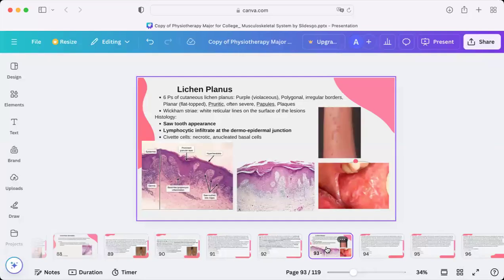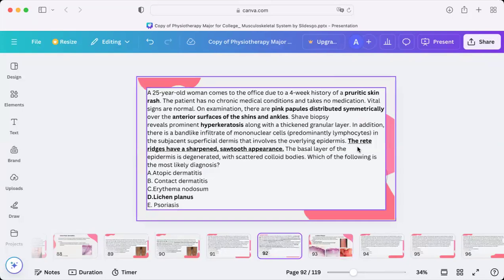I'm not sure what colloid bodies are, but it might just be over detail. It might just be extra detail that they're willing to give. I don't remember seeing the colloid bodies on the slides. So just focus on the sawtooth appearance and the mononuclear infiltrate, the band-like mononuclear infiltrate, okay?